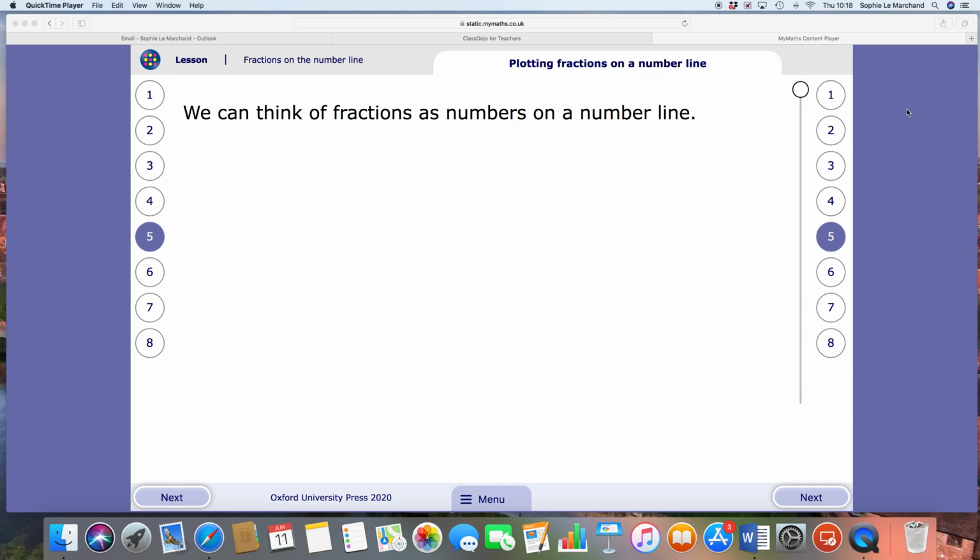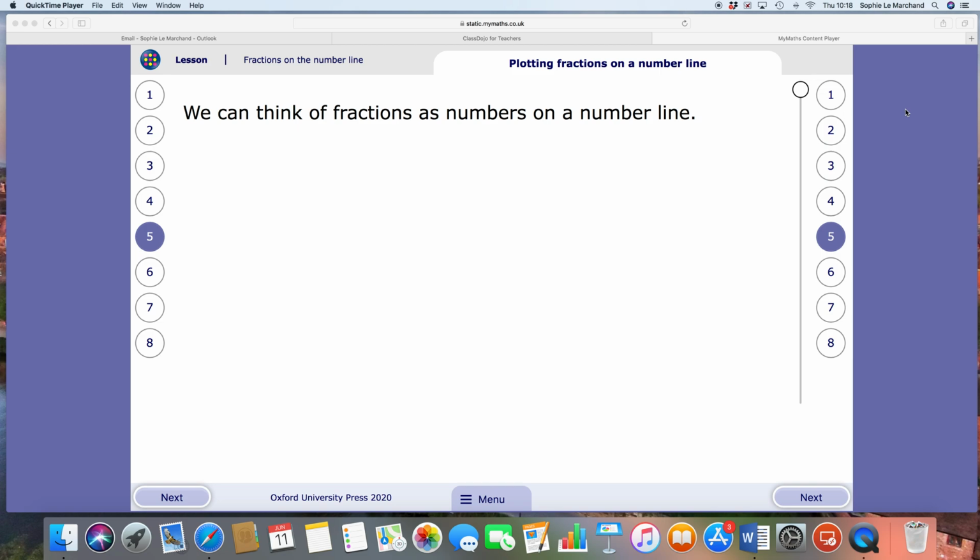It is Thursday morning and we're going to be continuing our learning of fractions in maths. And today we're going to be looking at how to plot fractions on a number line. And I'm going to show you this interactive activity as a way of helping you to understand how we might do this. So let's begin.